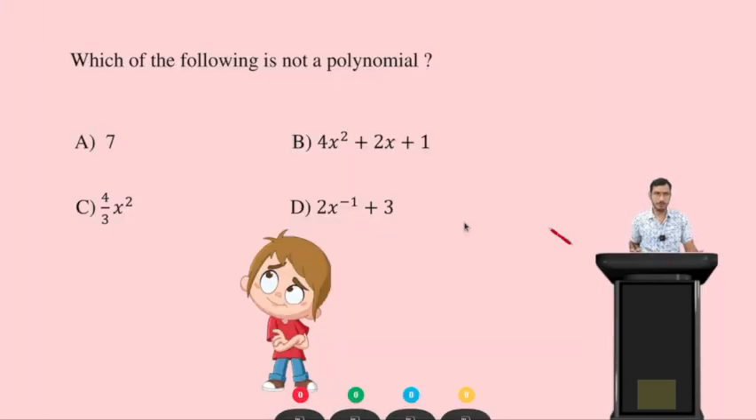Okay students, now it's question time, and I have a question for you. Which of the following is not a polynomial? Identify which of the following is not a polynomial. I am giving you 30 seconds. Which option is correct according to you? Option A, B, C, or D? 7, 4x square plus 2x plus 1, 4 by 3x square, and 2x to the power minus 1 plus 3.